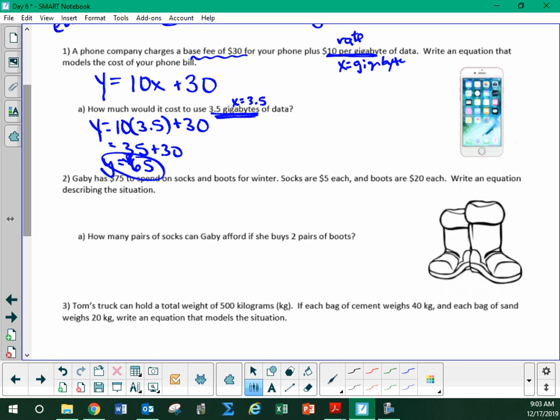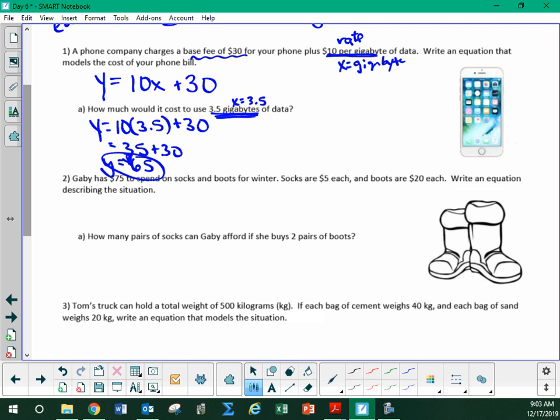Okay, so $65. Okay, question number 1. So one rate, slope intercept. All right, number 2. Gabby had $75 to spend on socks and boots for winter. Socks are $5 each and boots are $20 each. Write an equation to describe the situation.